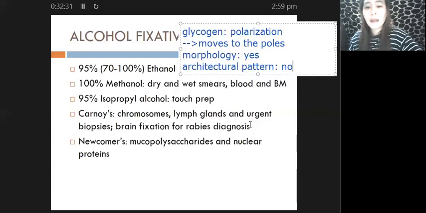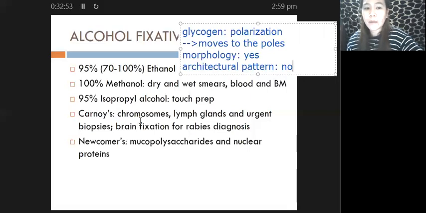Another formulation that we can use is your 95% isopropyl alcohol. Your 95% isopropyl alcohol is utilized for the fixation of your touch prep. Touch prep. All right.